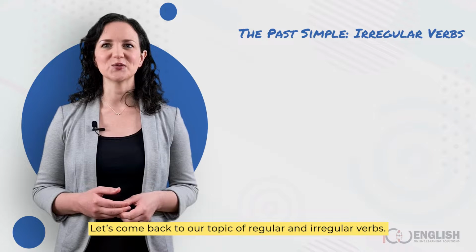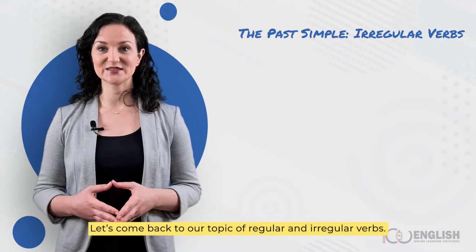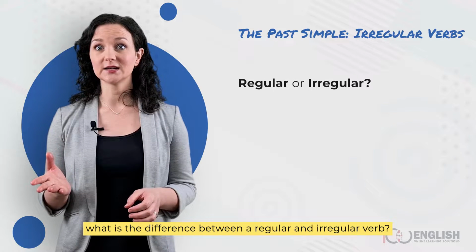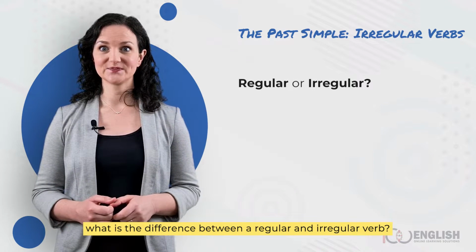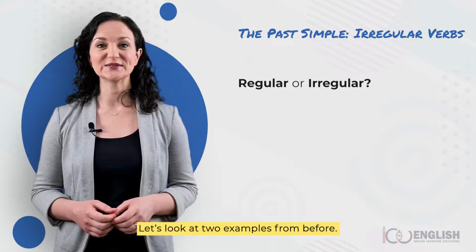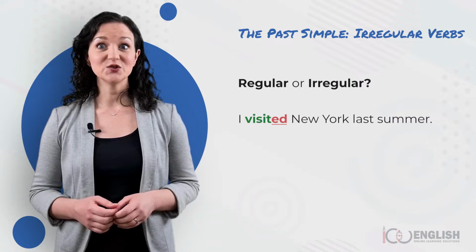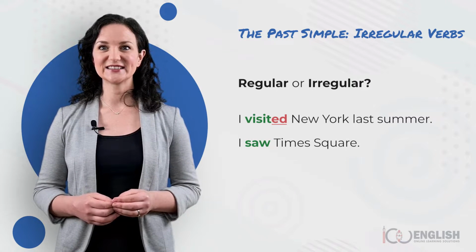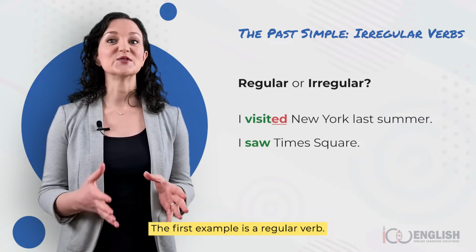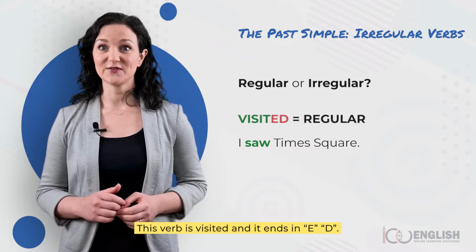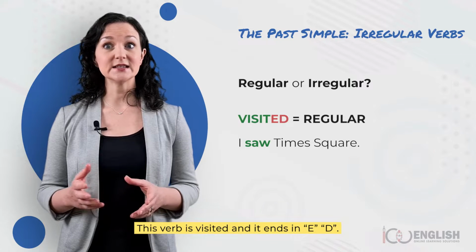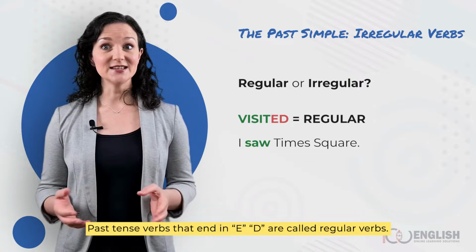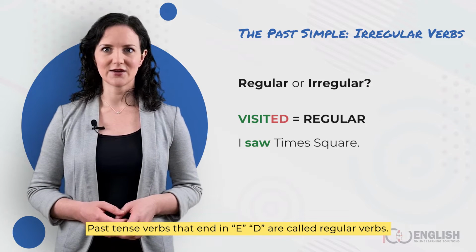Let's come back to our topic of regular and irregular verbs. So, what is the difference between a regular and irregular verb? Let's look at two examples from before. I visited New York last summer. I saw Times Square. The first example is a regular verb. This verb is visited and it ends in ed. Past tense verbs that end in ed are called regular verbs.